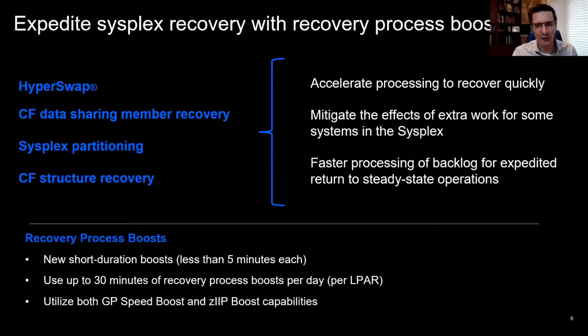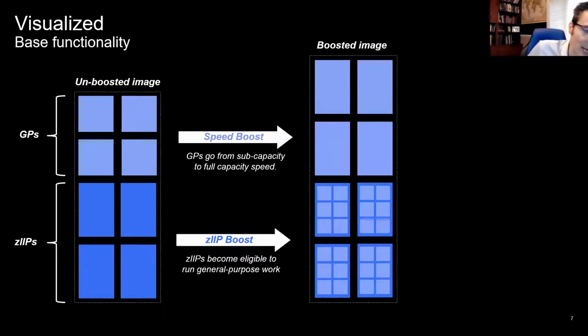And so now we're just going to have a quick refresher of what those two different types of boosts are. In a pictorial diagram, we have general processors that are usually configured on your system as subcapacity processors, meaning that there's additional horsepower that I'm intentionally not leveraging to keep my software costs low, right?